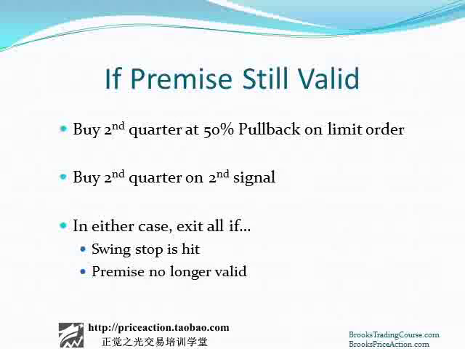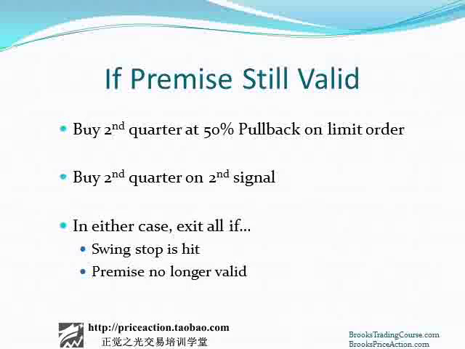An alternative to buying a 50% pullback is waiting to see if the market generates a second signal. If the market pulls back a little bit further, it may have a second signal, and then buy the second quarter position, the second 100 shares, as the second signal triggers. That second signal might be below your original entry. It might be at the same price as your original entry. It may even be a little bit higher than your second entry.